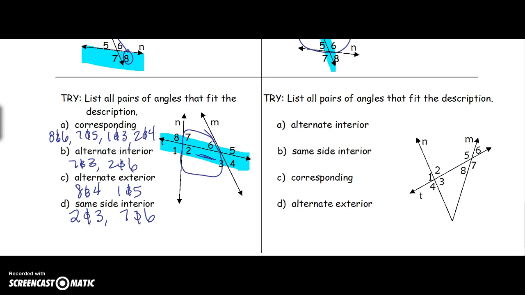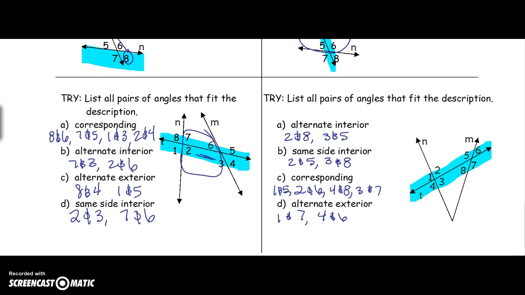Here's one more example. I want you to identify the transversal, try all four, please read them carefully, and then hit play again to check your work. Here are your answers. Check your work.